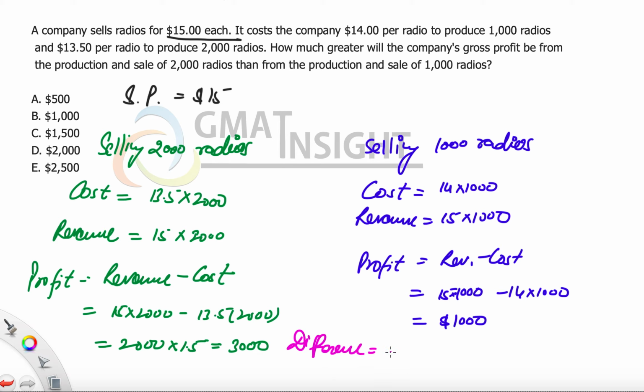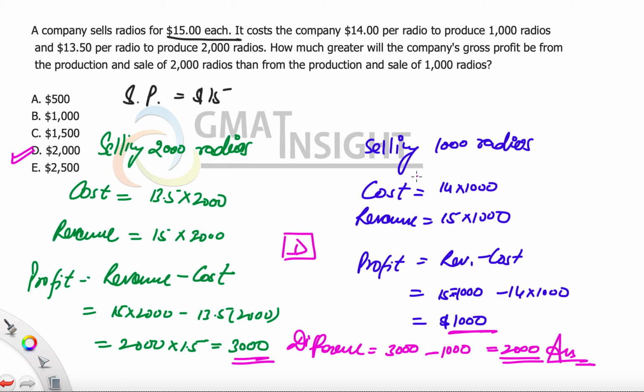Now we have to quickly see the difference. The needed difference is $3,000 minus $1,000, which is equal to $2,000. That should be my answer, which I have as the D option. So the D option becomes my answer.